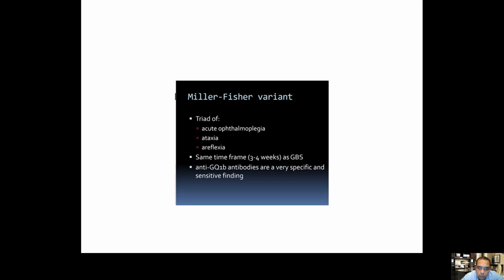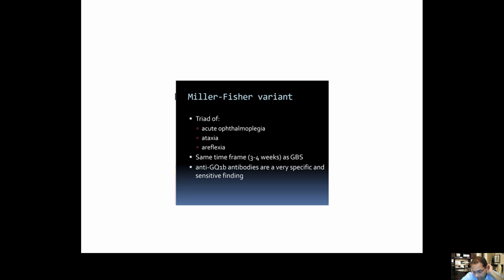Okay, now to conclude, we have a variant of the acute inflammatory demyelinating polyneuropathy, which is the Miller-Fisher variant. In this, you will find a triad. You will find a motor neuropathy that's symmetrical and ascending, maybe ending in respiratory failure, but you'll also find acute ophthalmoplegia, ataxia, and areflexia. And this has the same time frame as Guillain-Barré syndrome.